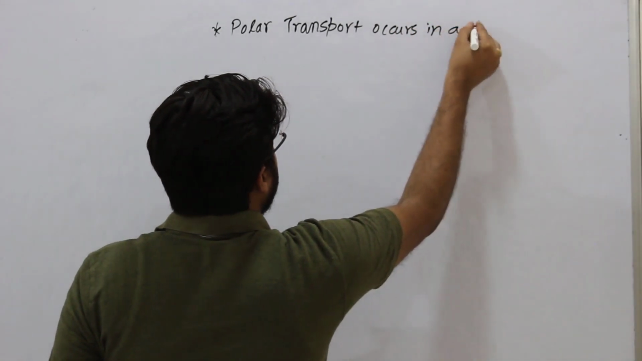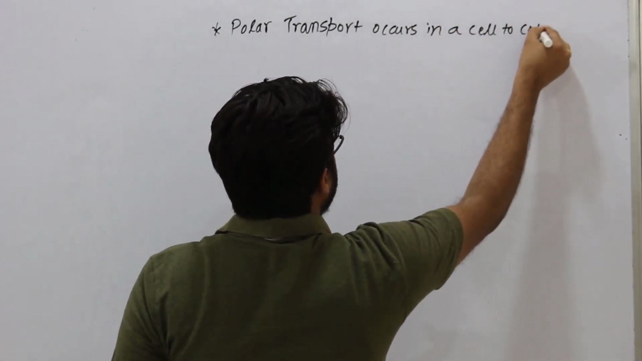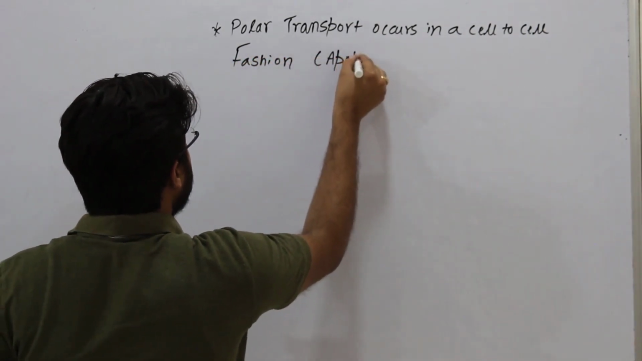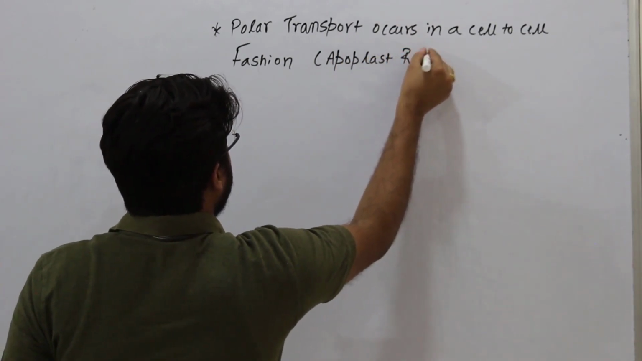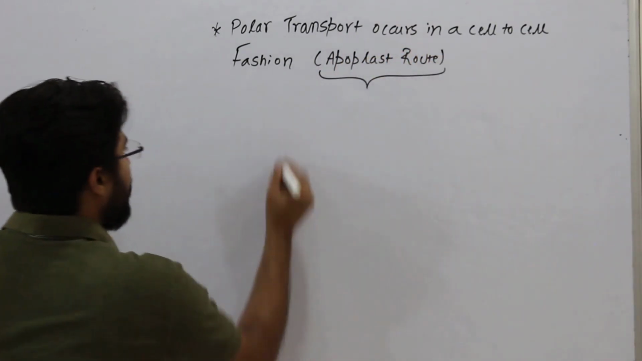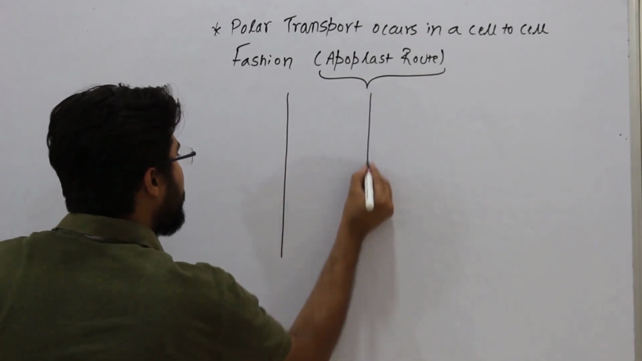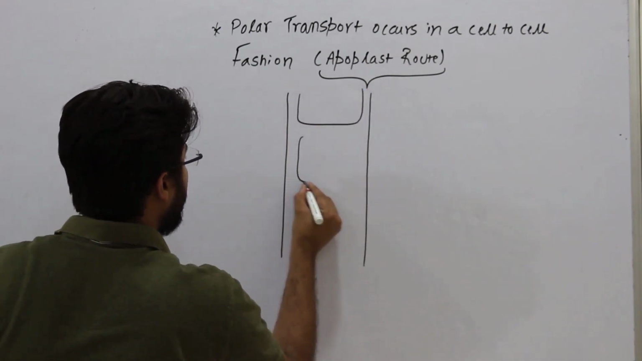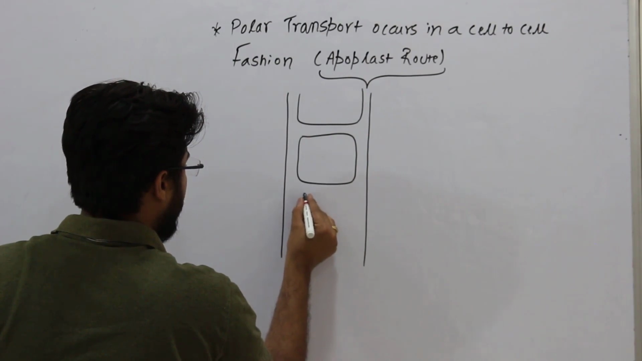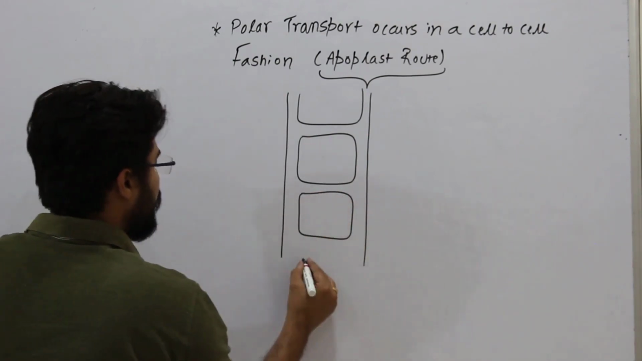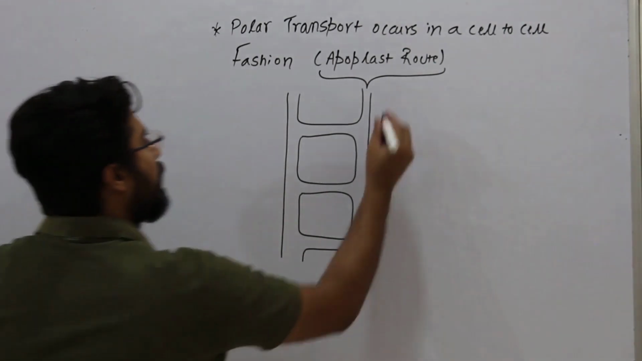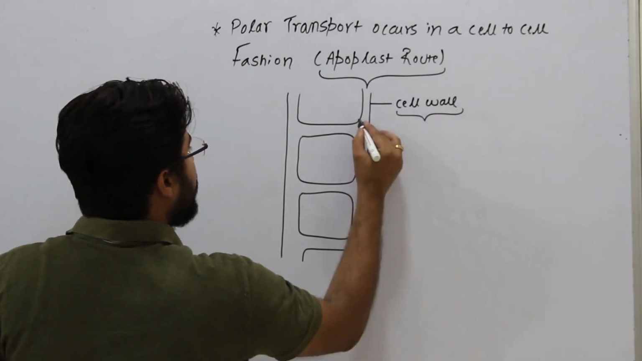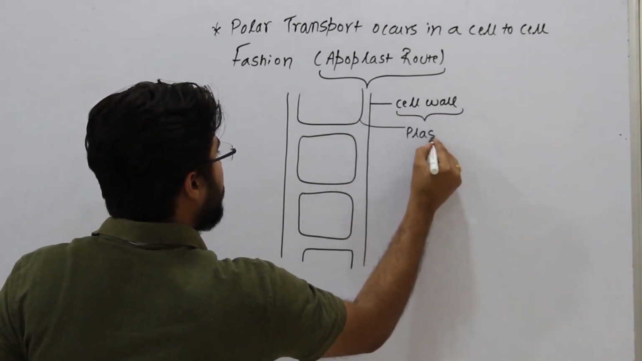So we are now writing a very important point, that this polar transport occurs in a cell-to-cell fashion, and this is also called the apoplast route. Now what do we mean by this apoplast route? When I make the model mechanism at a later stage, let's say these are internal cells like this. One cell, adjacent cell, and so on, right? Everybody is clear that we have an outermost boundary in a plant system called the cell wall. This inner layer is called the plasma membrane.